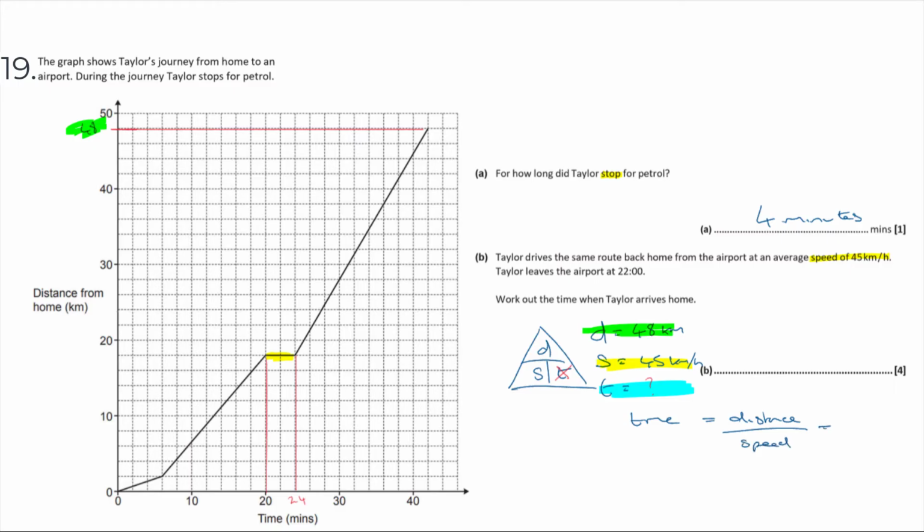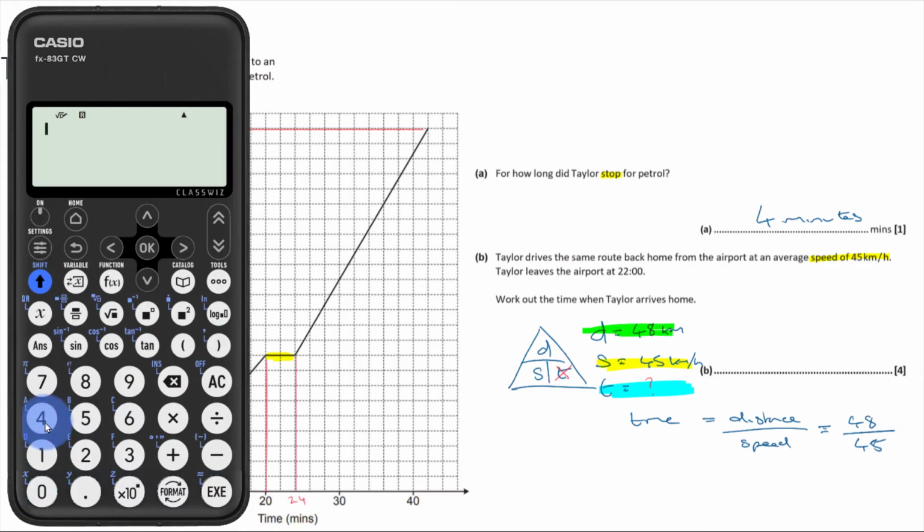So the time is equal to the distance traveled, total distance traveled, divided by average speed. So in this case here, that's 48 kilometers divided by 45 kilometers per hour. What does that come out to be? So 48 divided by 45, that comes out to be a bit 1 and a bit, doesn't it? It's a fraction.